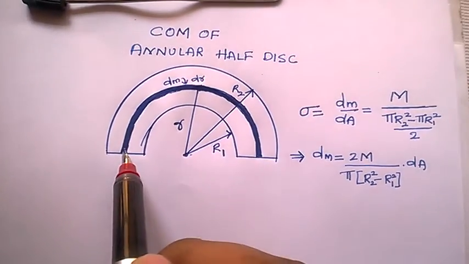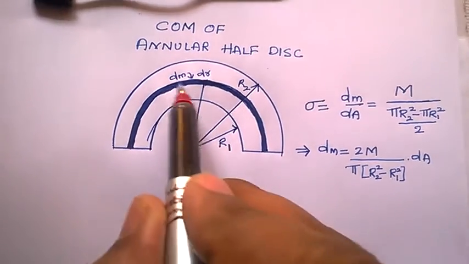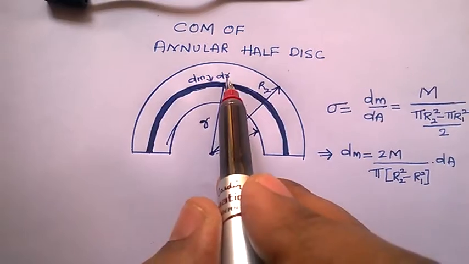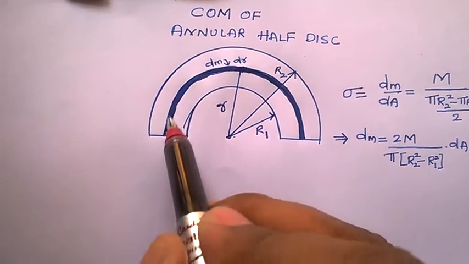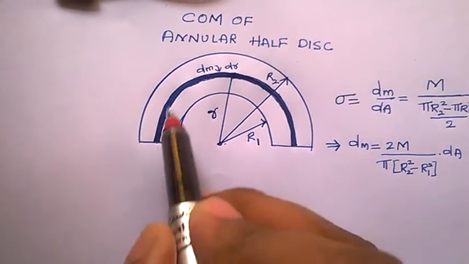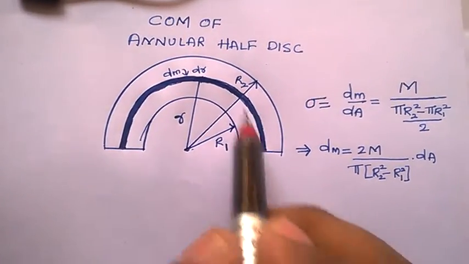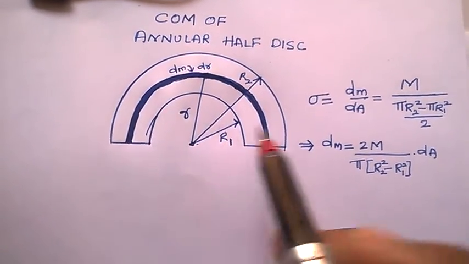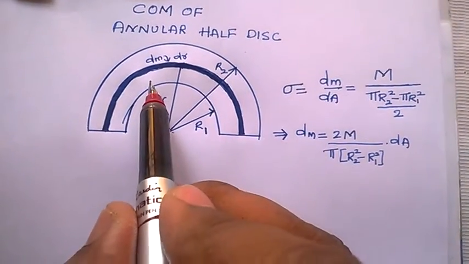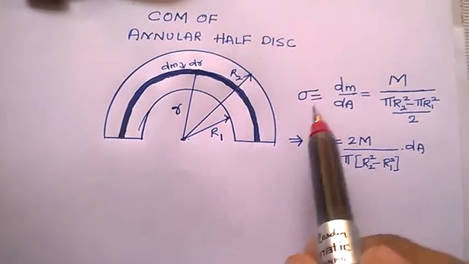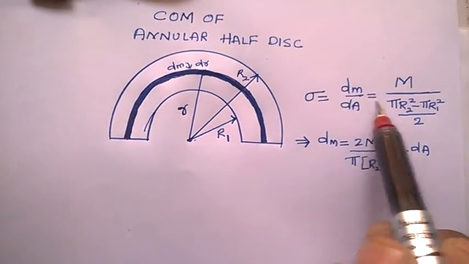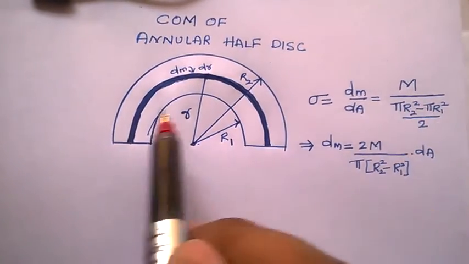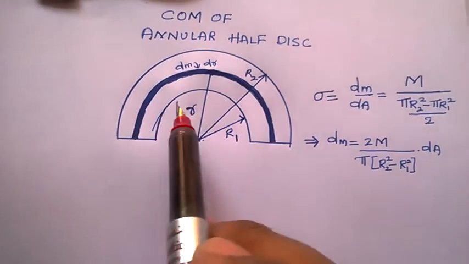So I have chosen the elemental strip of mass dm, and the width of the strip is dr, and the strip is at a distance of r. So this is like a semicircular wire or semicircular ring which I have chosen as an elemental strip. Now since mass is distributed uniformly over the surface, we choose the surface mass density sigma, which is dm over dA, which is the entire mass M over the area of this annular half disk.